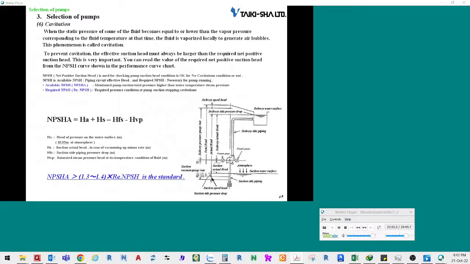Cavitation is therefore likely to occur when the resistance of the suction tube has increased or when the temperature of the water is high. When hot water is pumped up from the heat storage tank, confirm the net positive suction head and the required net positive suction head.